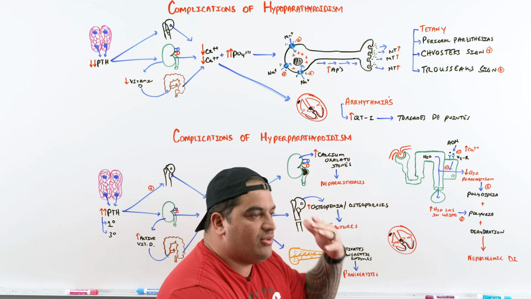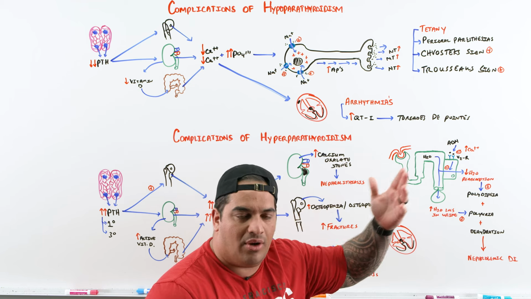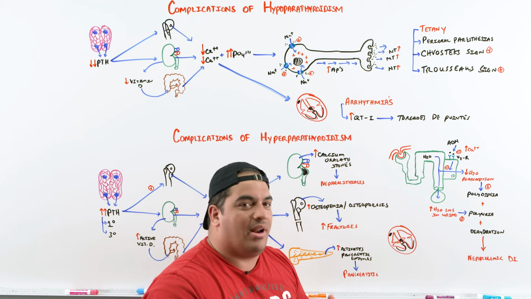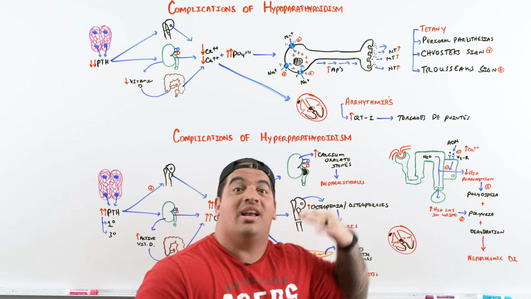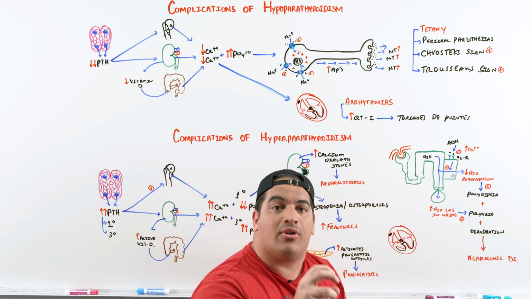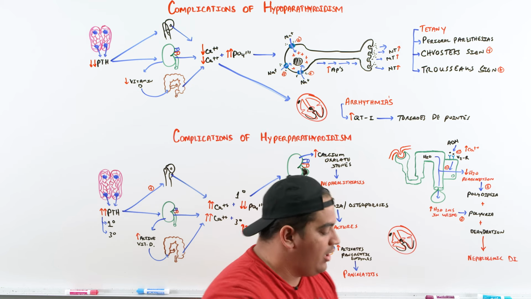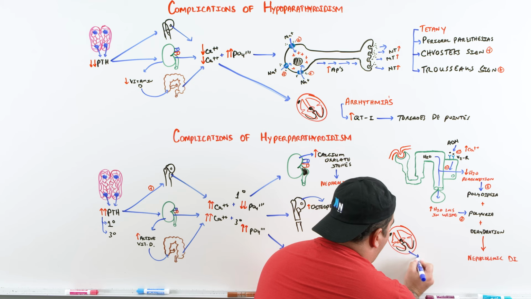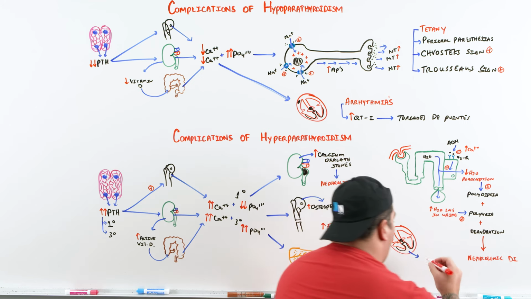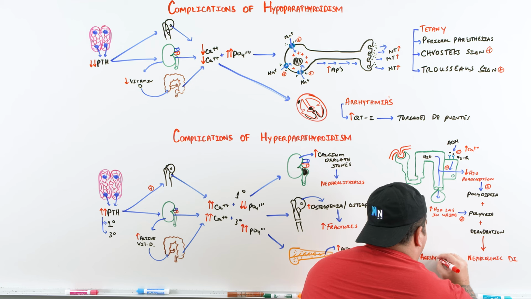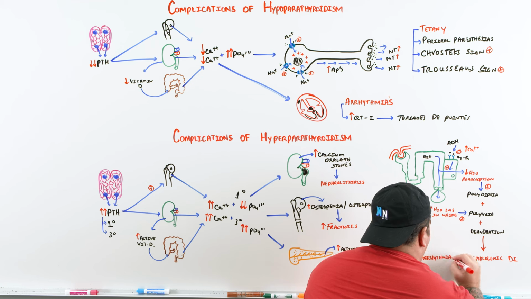So remember I said stones, bones, groans, thrones, psychiatric overtones. These patients are usually a little bit more agitated, irritated, delirious. But I also like to add on one more. They're arrhythmia prone. So remember I told you that the QT interval is inversely proportional to the calcium level? What I mean by that is that you are also at increased risk of arrhythmias. So we'll add this to the mnemonic: arrhythmia prone.